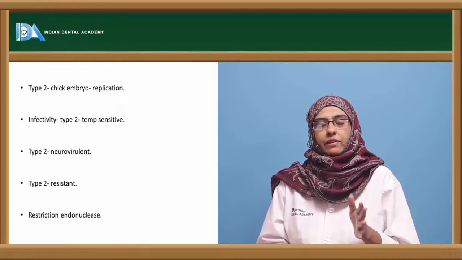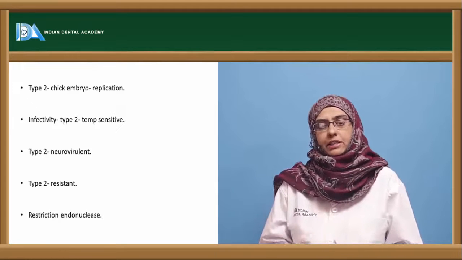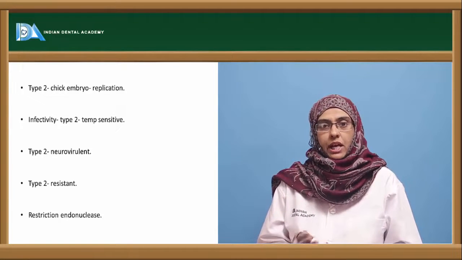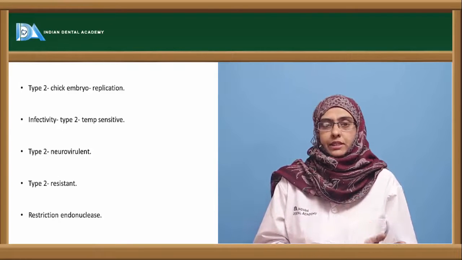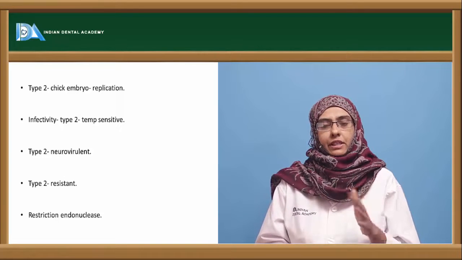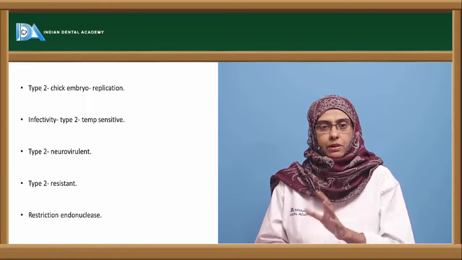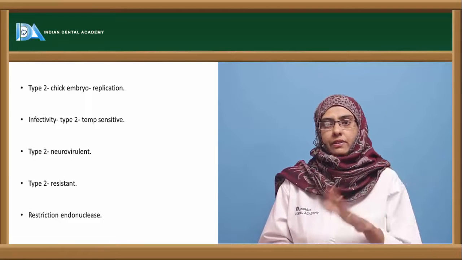Next, coming to another important difference, how can you identify: the type 2 strains have the ability to grow very well and replicate very well in the chick chorioallantoic membrane, whereas type 1 is limited in its growth. Next, depending on the infectivity, type 2 strains are mostly temperature sensitive, that is with an increase or decrease in temperature, the infectivity can be inhibited. So based upon this temperature sensitivity, you can identify the 2 different types of strains.